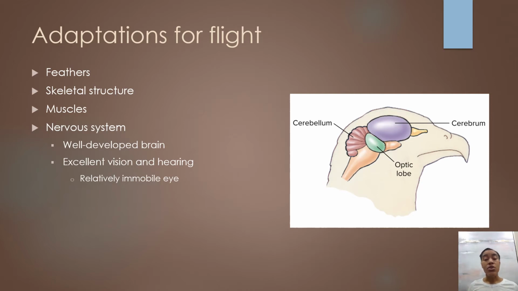Birds have a rather large optic lobe that processes sensory information from their eyes, from vision, and allows them to respond appropriately. They also have enlarged cerebellums and cerebrums that coordinate complex movements such as flight. Without these enlarged regions of the brain, the birds wouldn't be able to sense what's going on in their environment as well as they do, and they wouldn't be able to coordinate complex behaviors such as flight or social behaviors like communication and mating rituals and things like that.